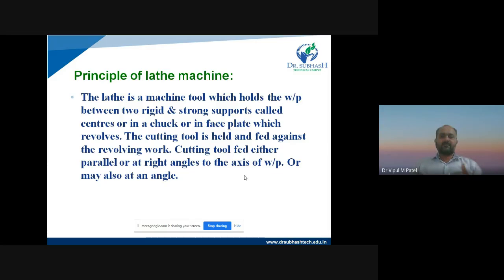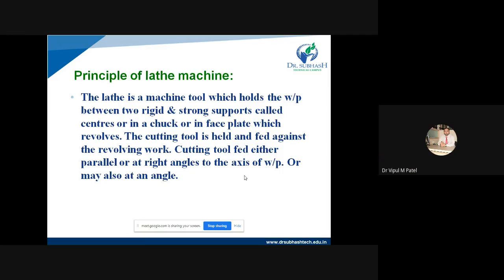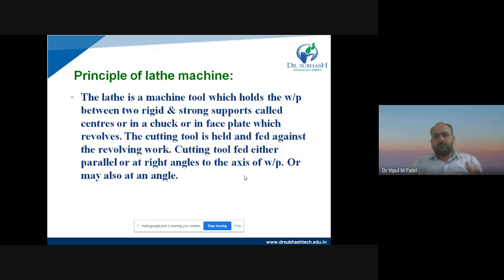The cutting tool is held and fed against the revolving work. As we discussed, speed and feed of this machine tool. The cutting tool is held in the tool post and fed against the revolving workpiece, which is revolved by the chuck or faceplate. The cutting tool is fed either parallel or at right angles to the axis of the workpiece, or may also be at an angle.